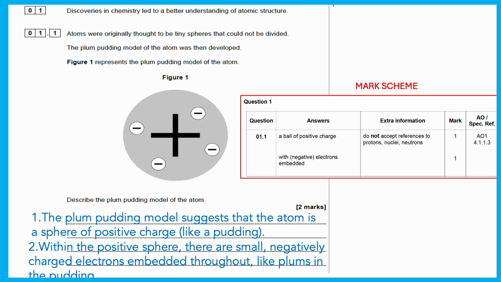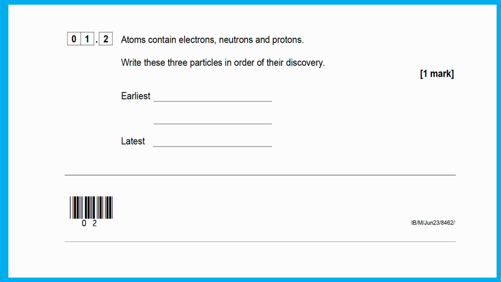How to earn marks, from the marking scheme. 1 mark for stating that the atom consists of a sphere or ball that is positively charged, and 1 mark for describing the electrons embedded within the positive sphere. Sub-question 1.2. Atoms contain electrons, neutrons, and protons. Write these 3 particles in order of their discovery: earliest, next, and latest. 1 mark for the correct answer.